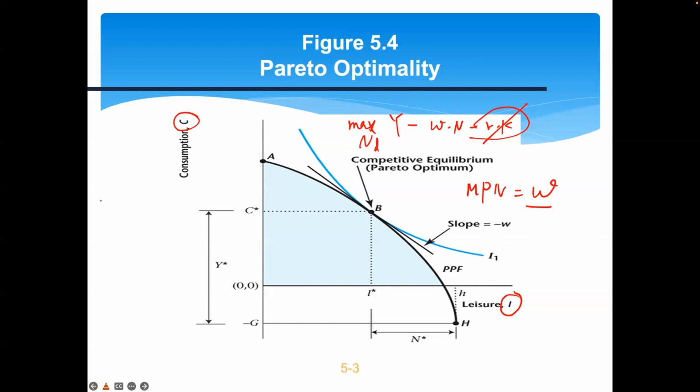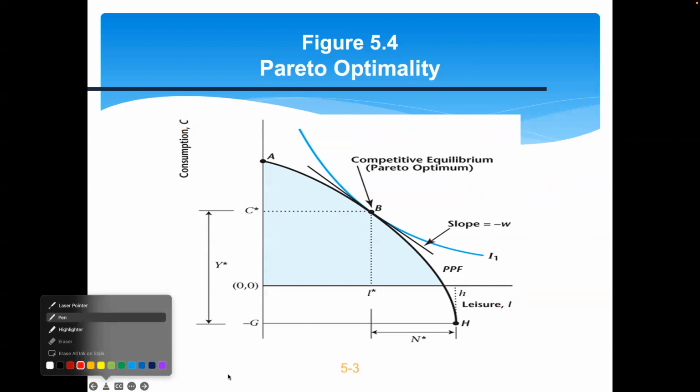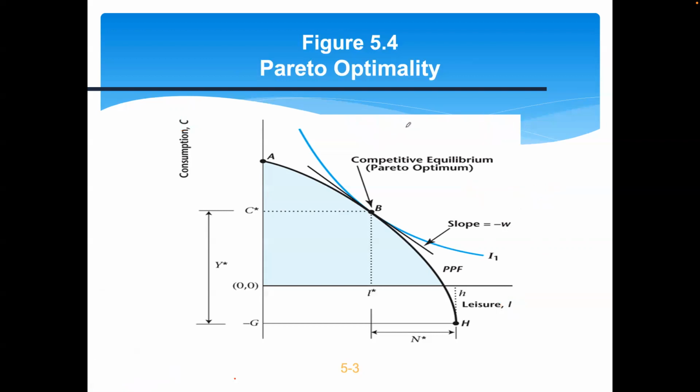Now in competitive equilibrium, both sides take the wage as given. The households choose the marginal rate of substitution between leisure and consumption equal to the wage. On the right-hand side, the firms choose the marginal productivity of labor equal to the wage. And this also gives us labor demand equal to labor supply. So this is the competitive equilibrium.